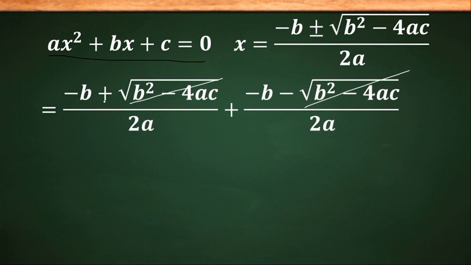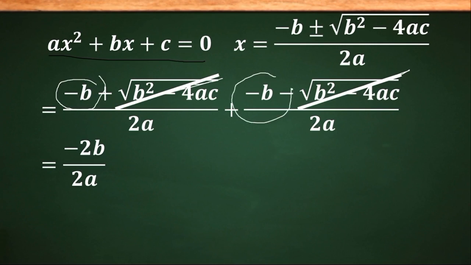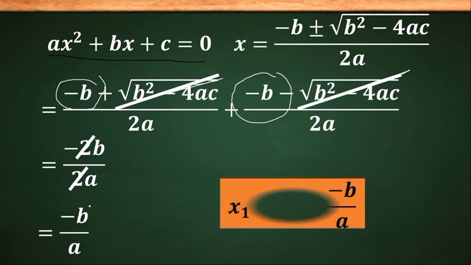We'll add this. This one will be equal to 0, because positive a minus a is 0. This one looks like that. And then negative b minus b is negative 2b all over 2a. Negative b minus b is negative 2b all over 2a. Then, simplify this. You can divide by negative 2 and the sum of the roots is negative b over a.